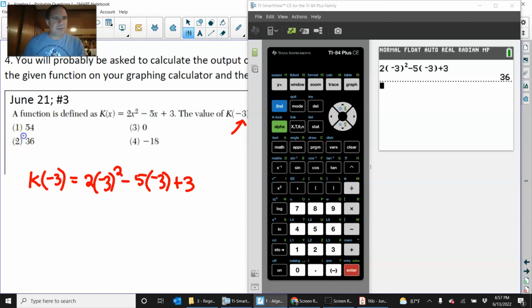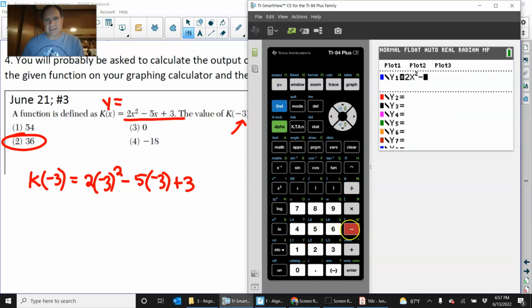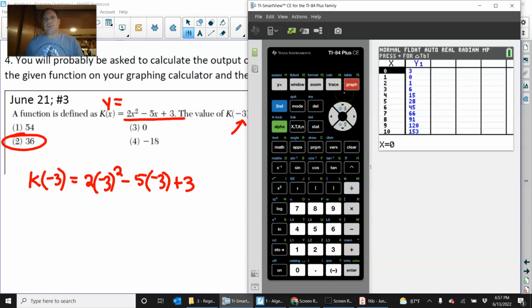Another way to do this is what I'm going to show you right here. You press y equals, and you put this whole thing into the calculator. This is your y. So we have 2x squared minus 5x plus 3. That's all you have to do. Press second function, table. You don't care about what the graph looks like. They want the x as -3. You just go up to -3. There's the 36. That's your answer. Plain as day, simple as that.